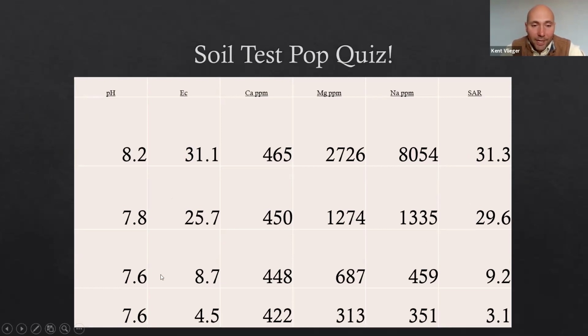And then we get down to the third row. The third row is still saline, although it's better than the other ones. It's at an 8.7, and the sodium is now at a level that's not considered sodic. So this would only be a saline soil. And the last one we have is just barely saline. It's 4.5 on the EC chart. So keep this chart in mind, we're going to come back to it here in a little bit.